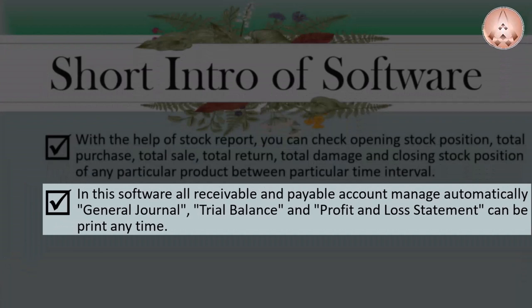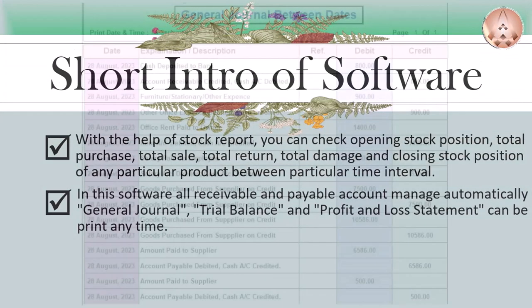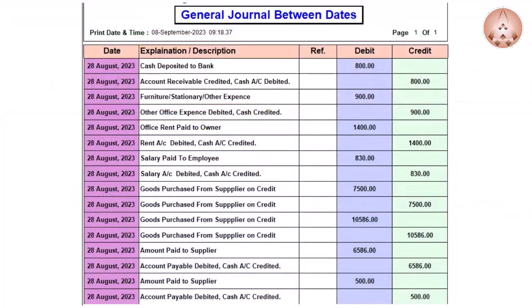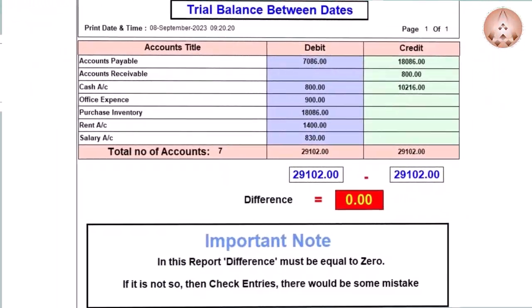In this software, all receivable and all payable accounts are managed automatically. Journal, trial balance, and profit and loss statement can be printed anytime. Here is the outlook of these three reports. You can see how these reports look.